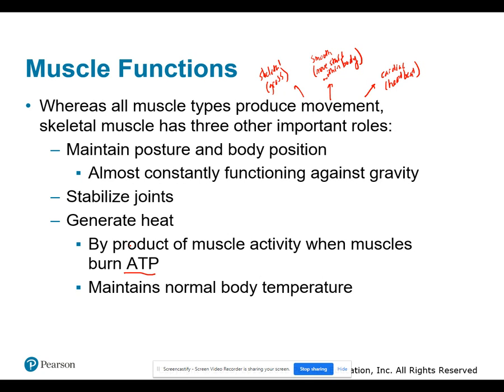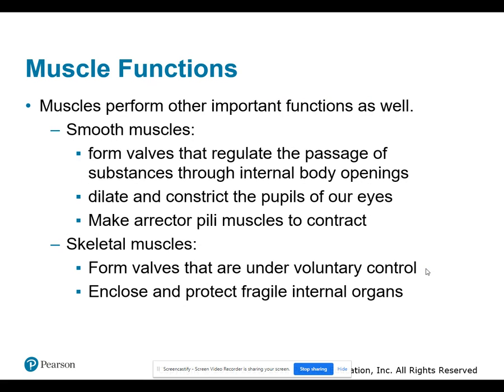So, when you have heat being generated, this is a very important function of the muscular system to maintain normal body temperature, or homeostasis. Okay. Now, before we head off, the book also wanted to mention a few other important functions as well.